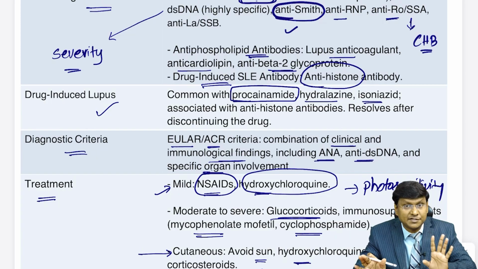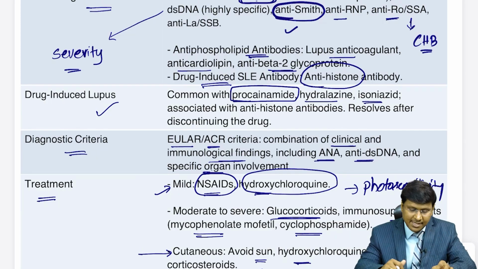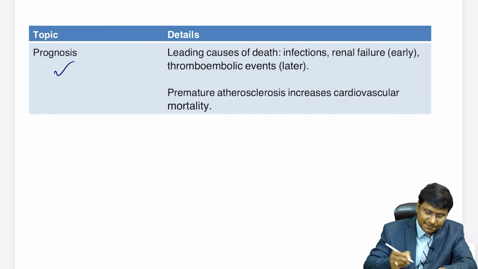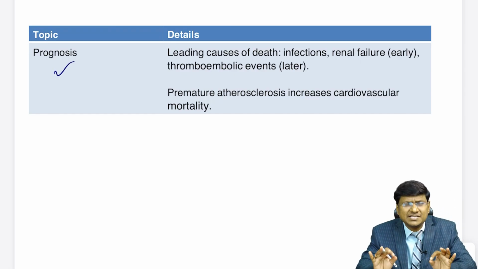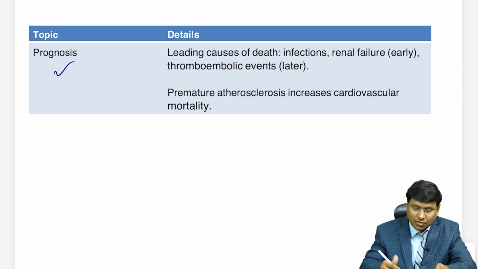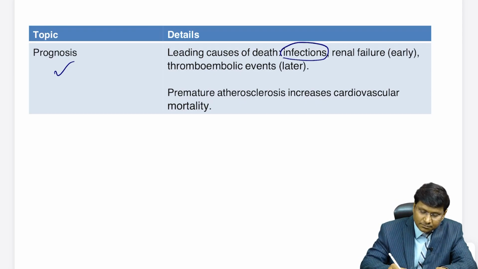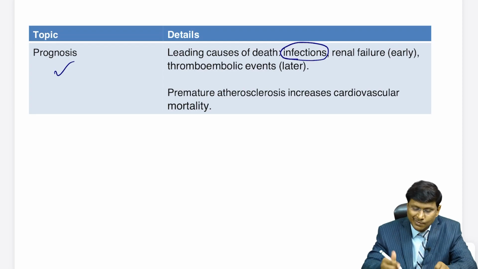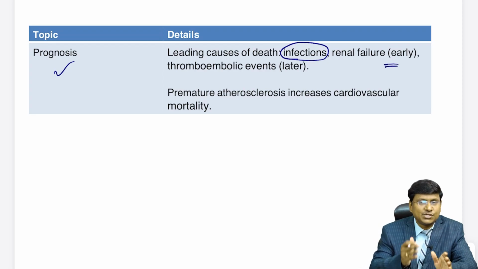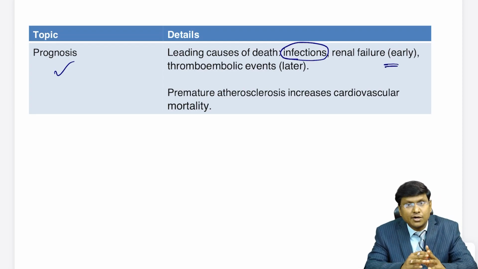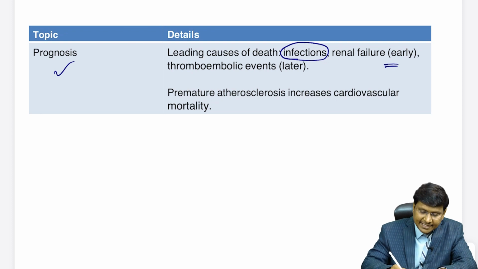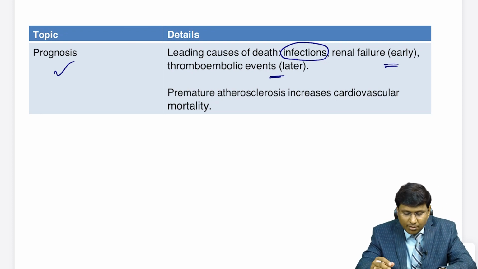These patients, they do not respond to the steroids, right? And how do you consider these patients having the prognosis? What is the common cause of death? Because these patients have neutropenia, the common cause of death will be infections, right? And in early cases of SLE, renal failure contributes to the mortality. In the later cases of SLE, thromboembolic events contribute to mortality.